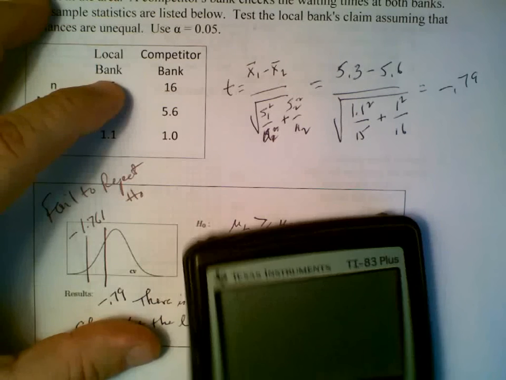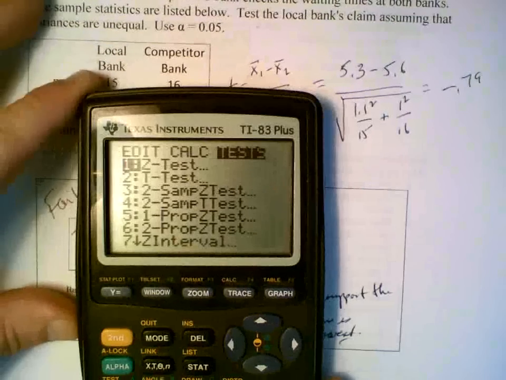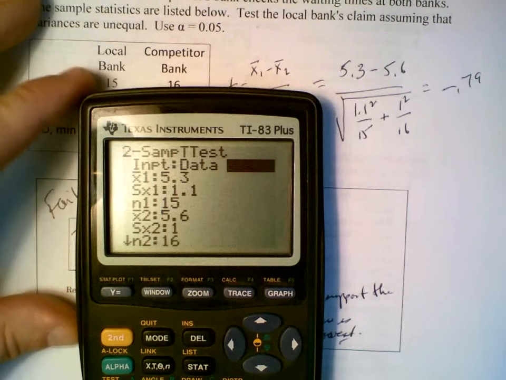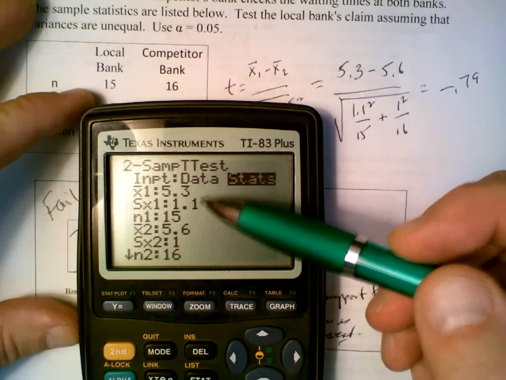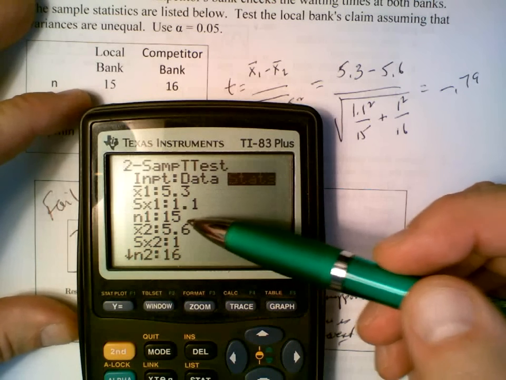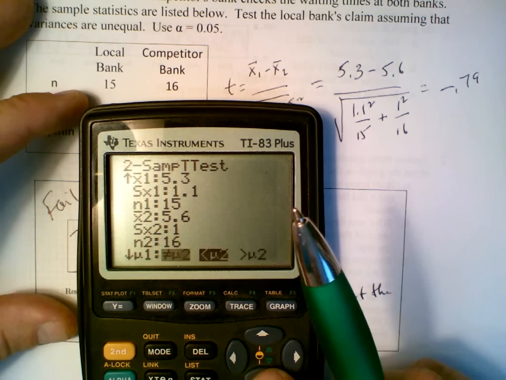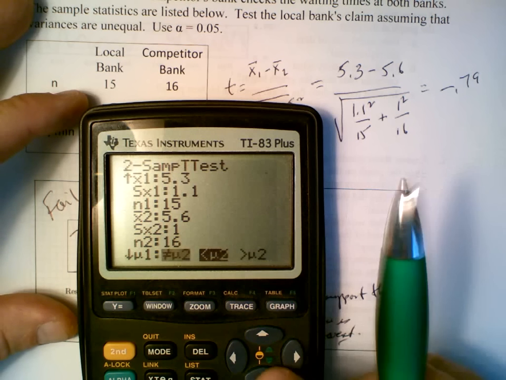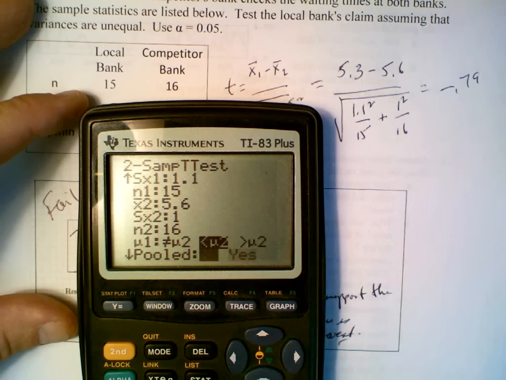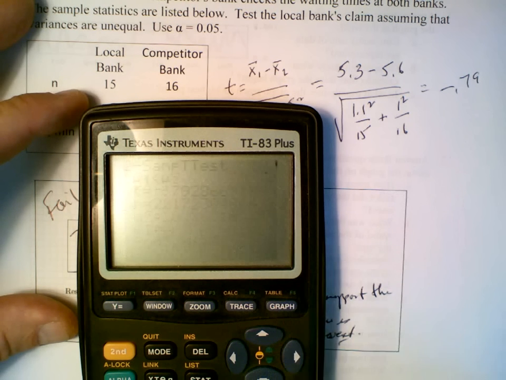Now, if we look at the easy way, we've got stat, tests. This is a 2-sample t-test, which is 4. And I think the data are already in there. Yes, they are. The first sample mean is 5.3. The standard deviation is 1.1, 15 degrees, and so on and so on. So everything is in there. It is a left tail test. That's why this box is marked. And we said we're doing unequal variances, so let's still go down and hit calculate.